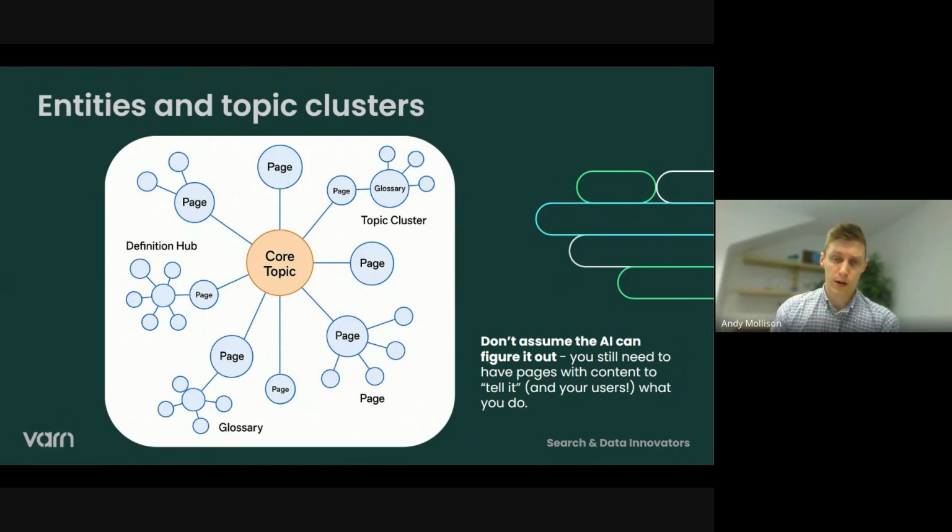What kind of questions do people ask, what are the common problems that people encounter, what do people ask before they make a purchase, and what other information do they need to know about it before they maybe go further. So that single page on its own isn't good enough to demonstrate that you're an expert. Don't assume that the AI can figure out what you do. You still need to tell it what you do and tell your users as well. And you need to build out a sort of topic map, I suppose.